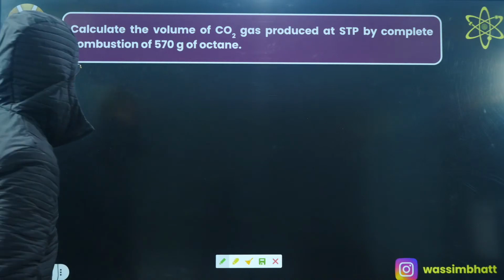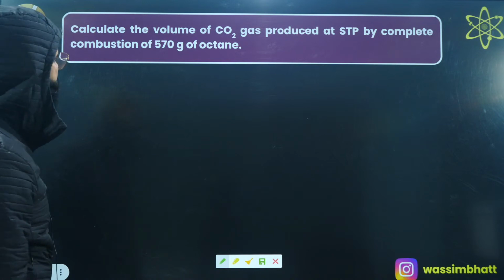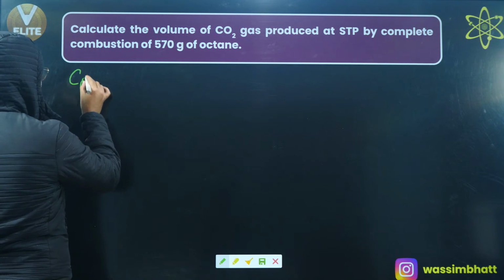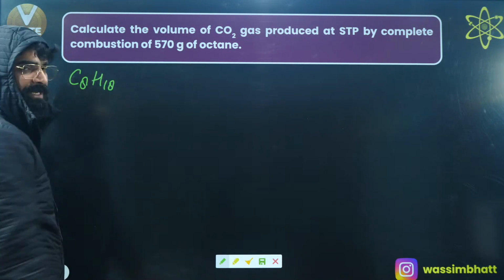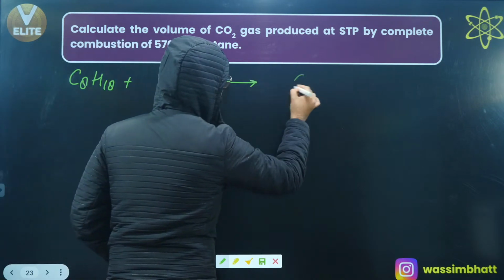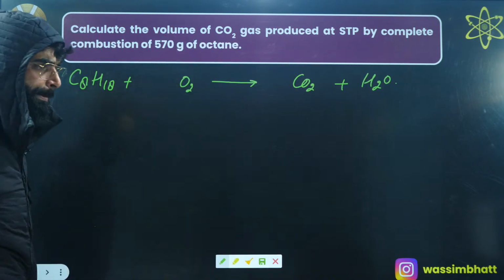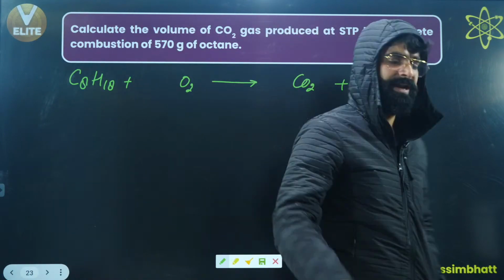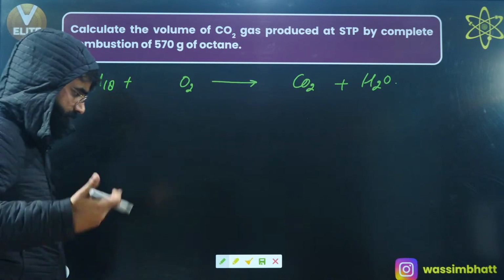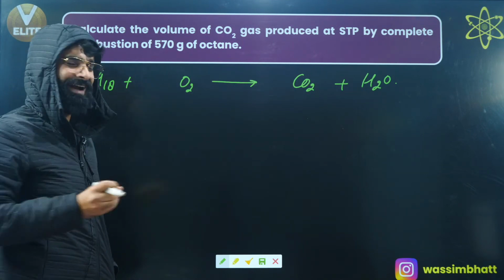Now, let's try to solve the question. Calculate the volume of carbon dioxide gas produced at STP by complete combustion of 570 grams of octane, right? We have got octane. Octane means C8H18. I'm doing the combustion of octane. That means I'm going to make it react with oxygen. It's going to liberate carbon dioxide, and with this, you're going to get water as well. This is the reaction which is going to happen over here, yeah? Now, first thing, you have got a lot of methods to solve this. Well, I'll be using the simple mole method, and let's try to solve it, yeah?